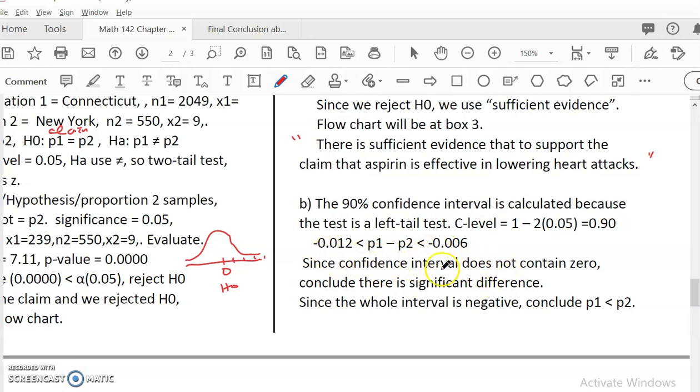And because both of them are negative, you can conclude what? Which one is larger, which one is smaller? The whole interval is negative. That means this must be smaller. So it implies P1 is less than P2. You have a low number, subtract a big number. So the whole interval, P1 is less than P2. That means people that take the aspirin have a lower heart attack rate than people that do not take the aspirin. This is placebo. So they do have a lower attack rate. So that's why it's effective.